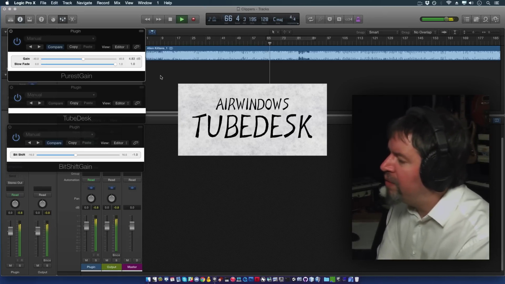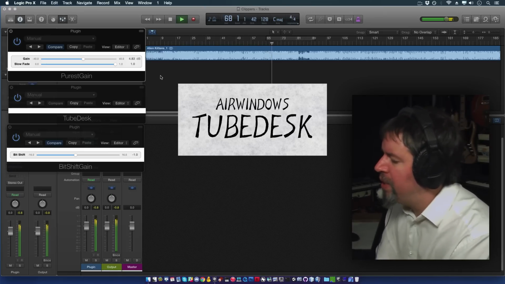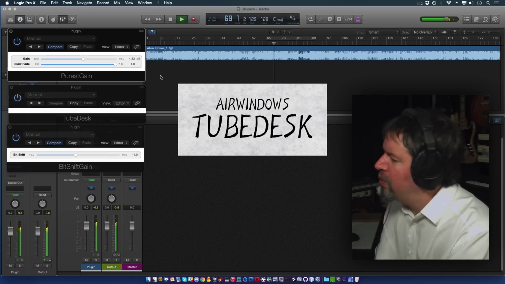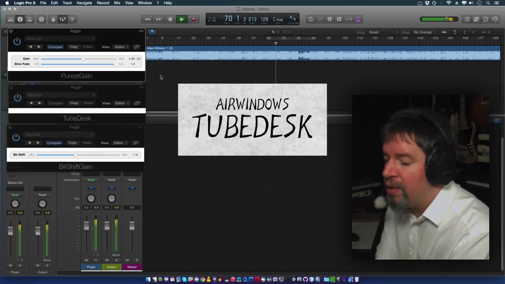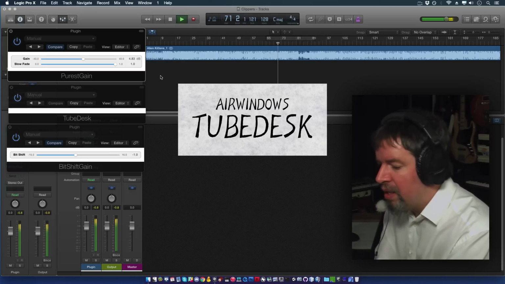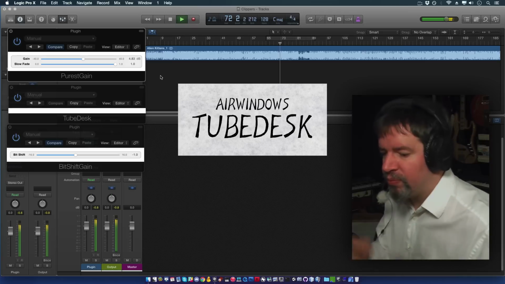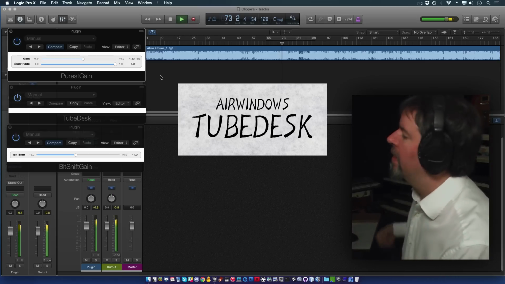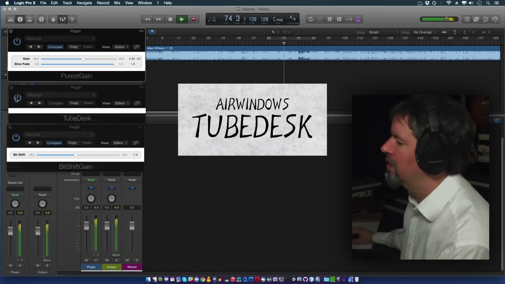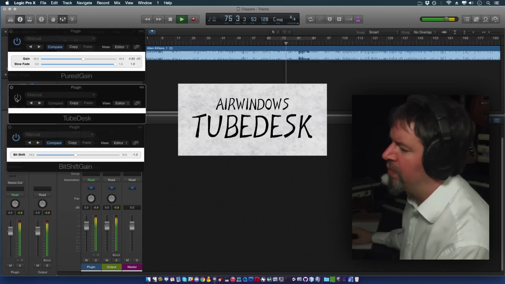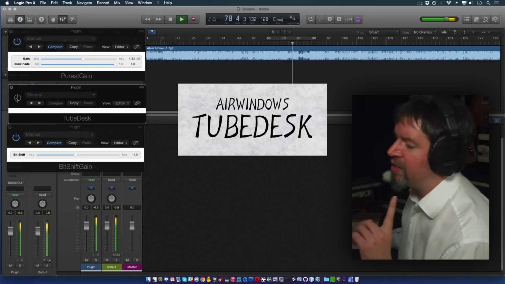So here we have TubeDesk being used to sort of fatten up the kick in such a way that things move together right. Without it, we got this. Not nearly as exciting. With it, we have this.